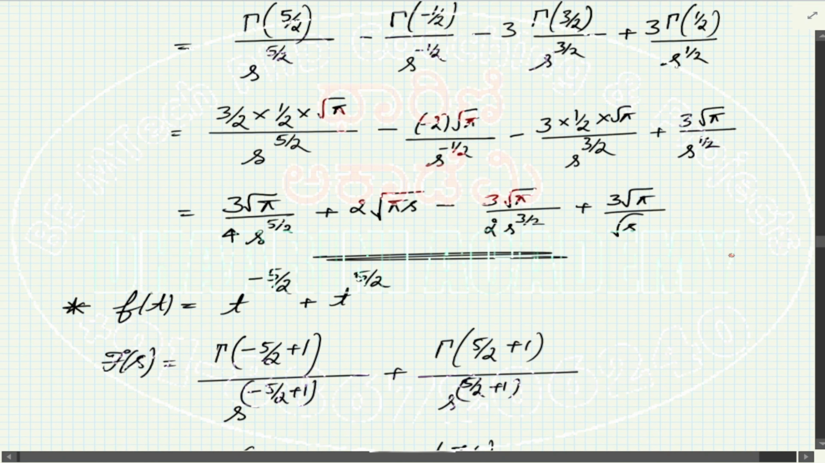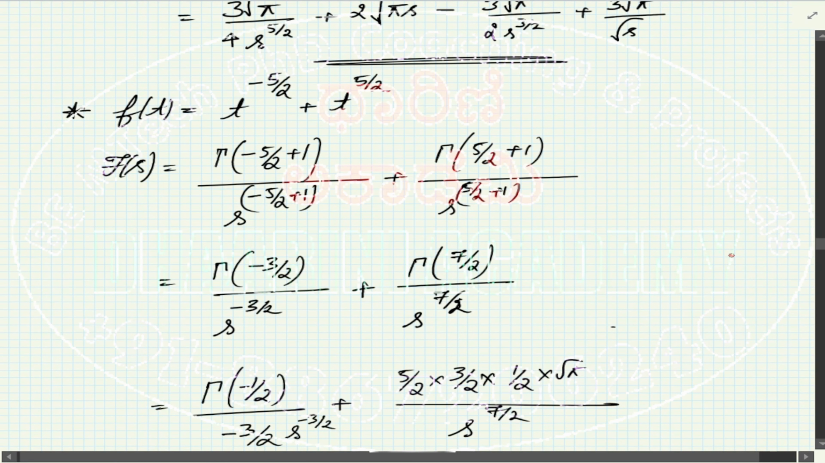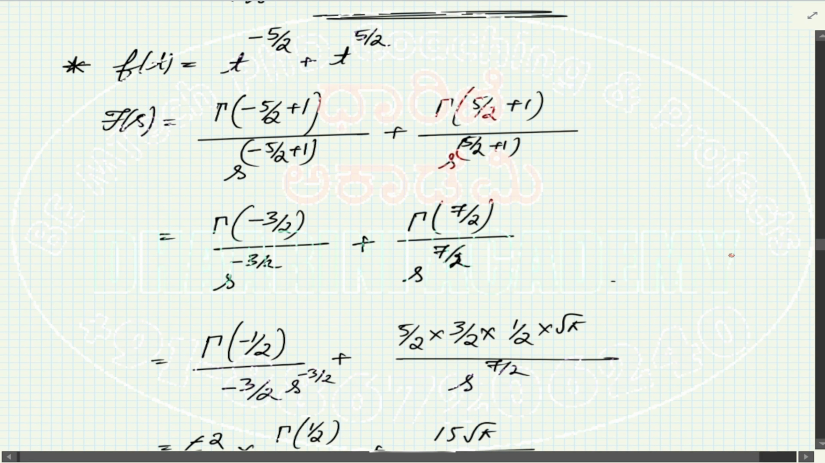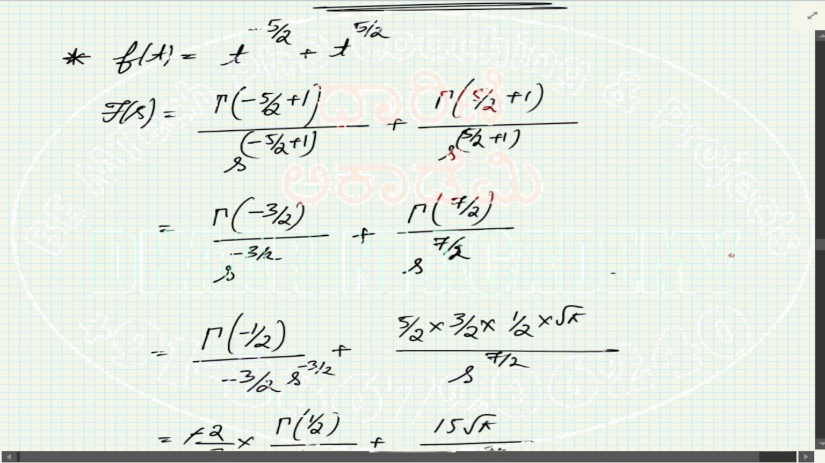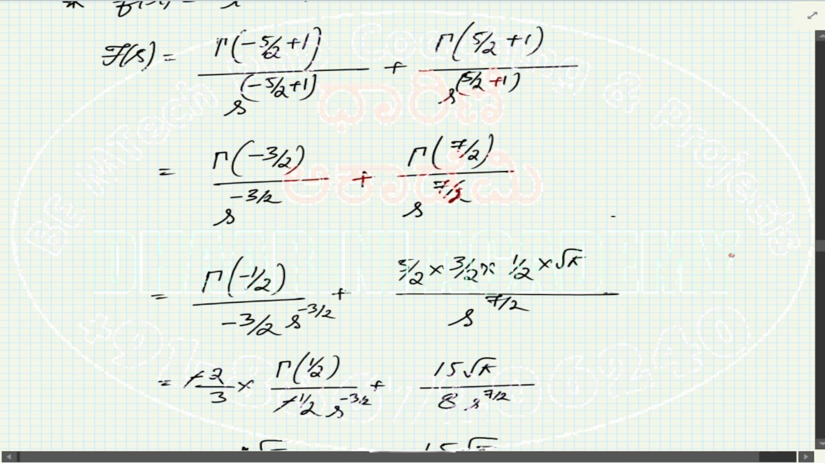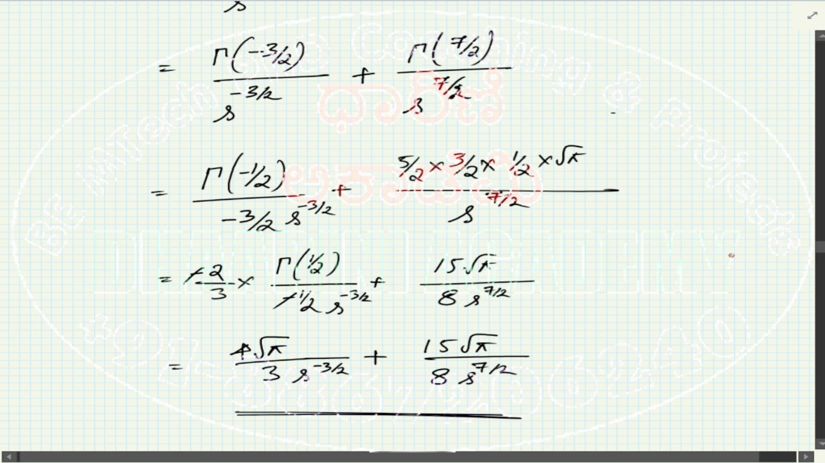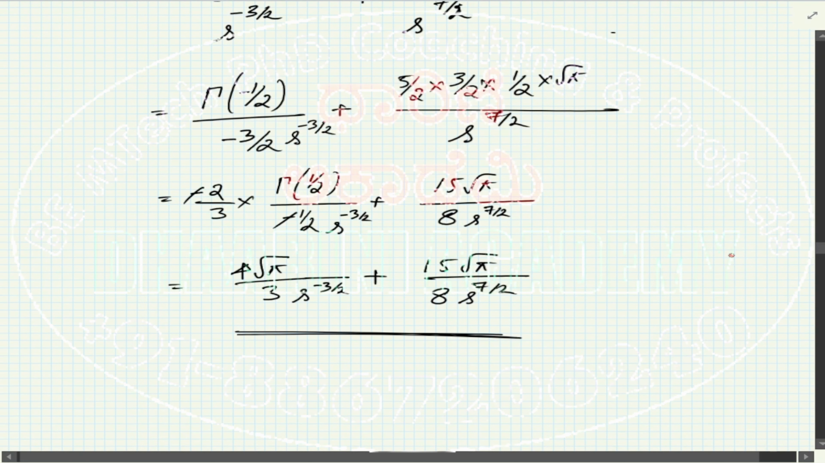The next is t to the minus 5 by 2 plus t to the 5 by 2. Again, this is a standard one. T to the n, we'll put it as a gamma function and simplify. Substitute every gamma value and you get the final answer. It's a straightforward one, okay? So we have to remember the gamma values, that's all.